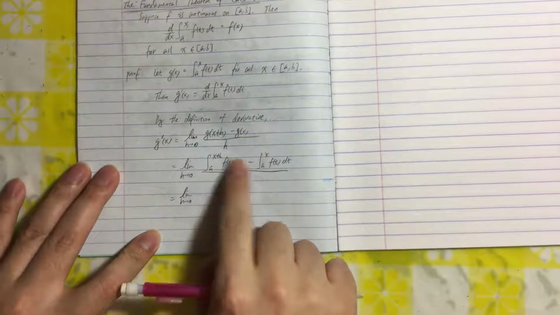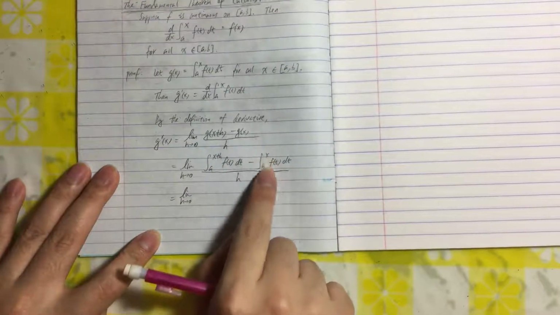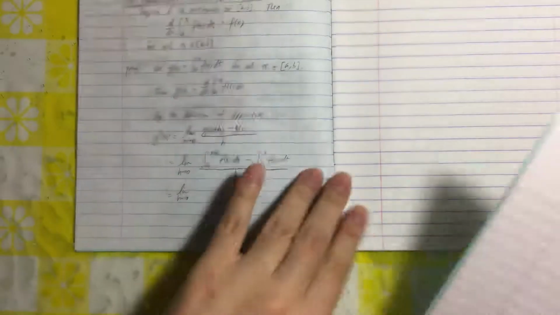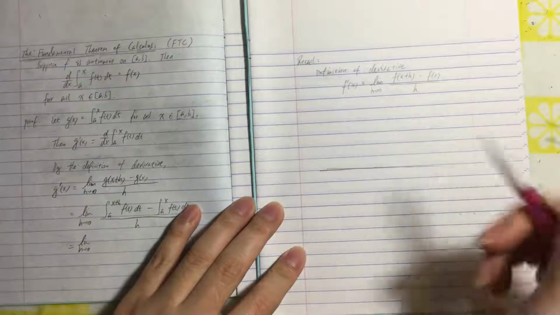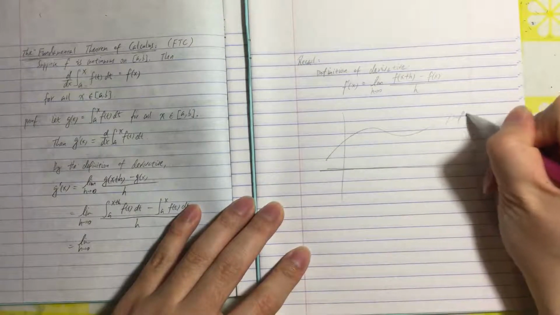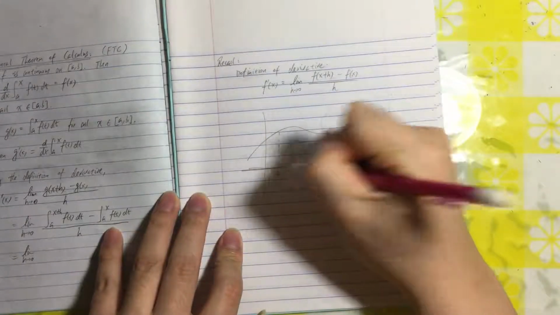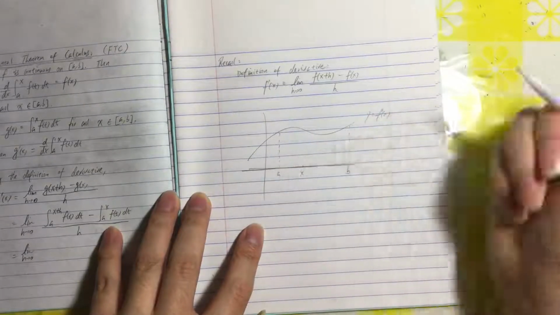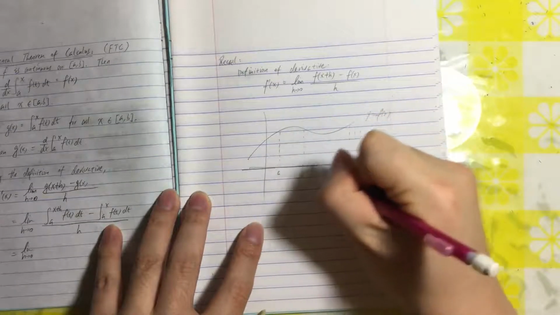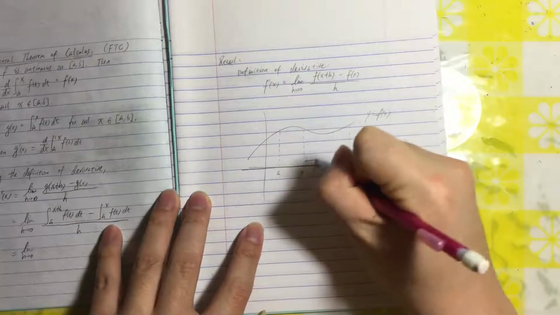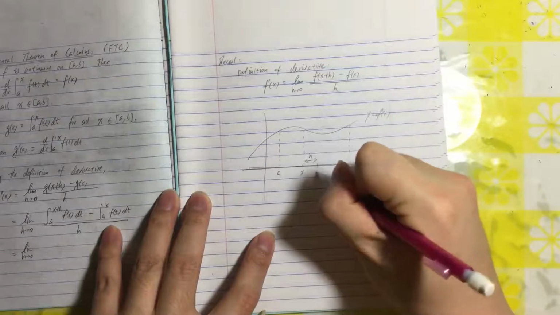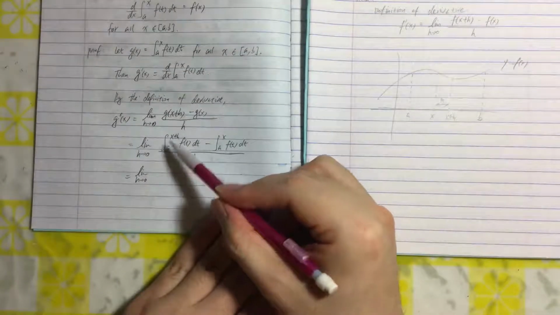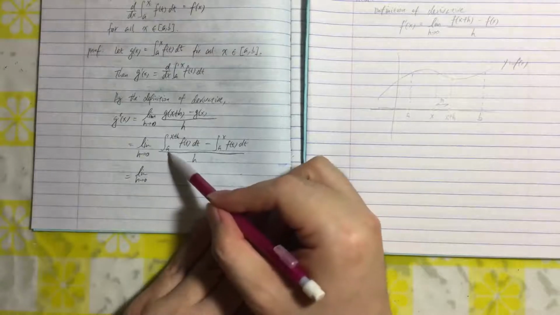The integral from a to x plus h of f of t dt, minus the integral from a to x of f of t dt. A definite integral represents area under the curve. So let me draw a graph first. Suppose this function f is continuous from a to b. x is somewhere between a and b. Suppose this distance here is h. Then this point will be x plus h.